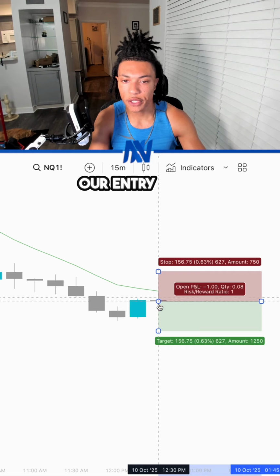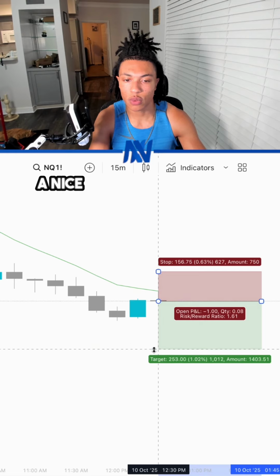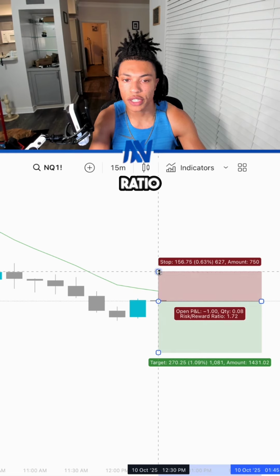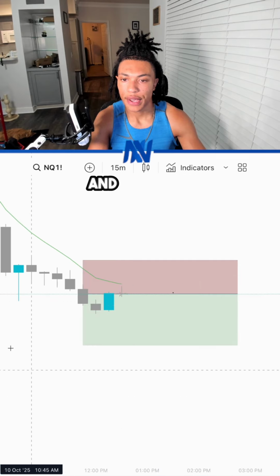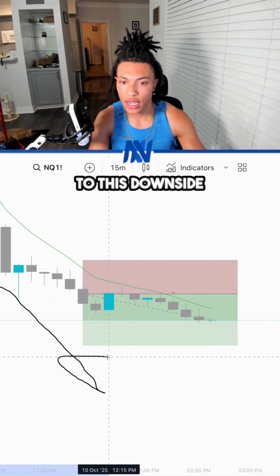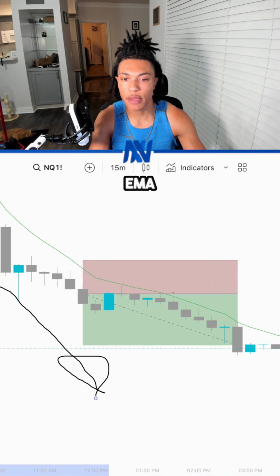So since we have our entry point, all we're going to do is just target a nice 1 to 1.5 risk to reward ratio, and we're just going to let this trade play out. And as we see, price continued to the downside, and it continued to respect this 8 EMA, and we ended up taking profits.